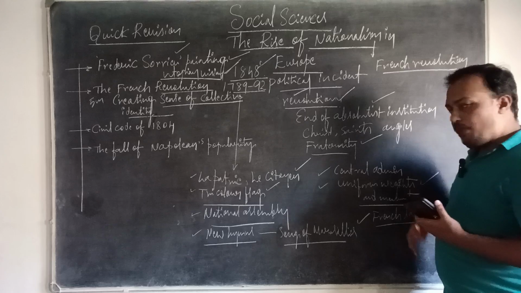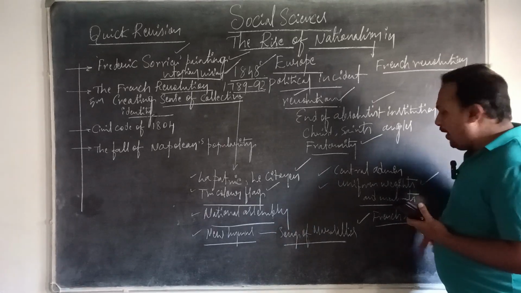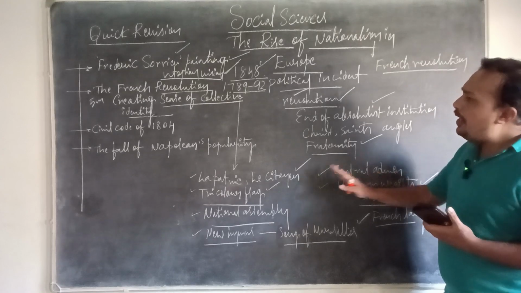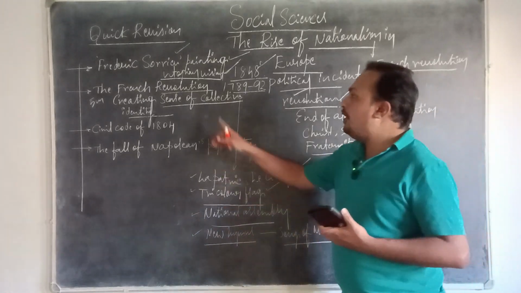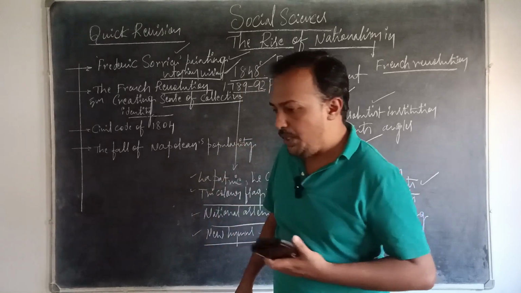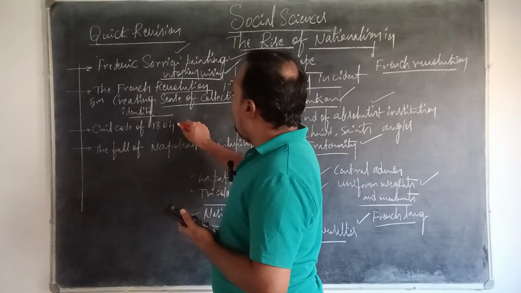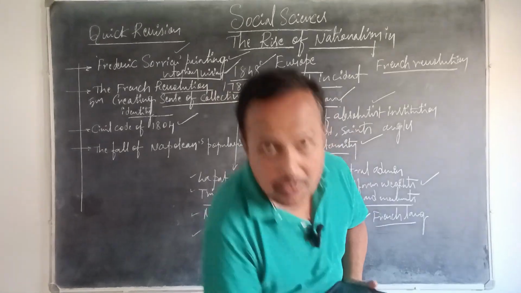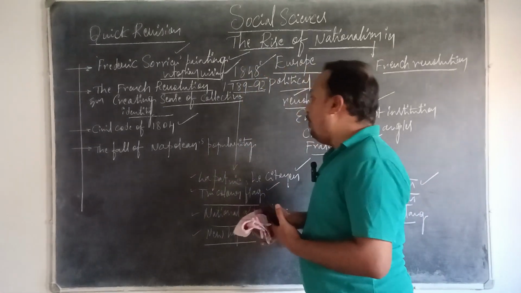Uniform weights and measurements were introduced. French language became the common national language. So these are the key points which you need to recall for the sense of collective identity during the French Revolution. Next topic is the Civil Code of 1804.